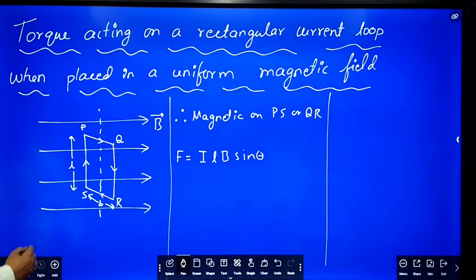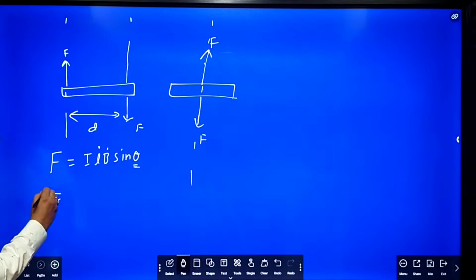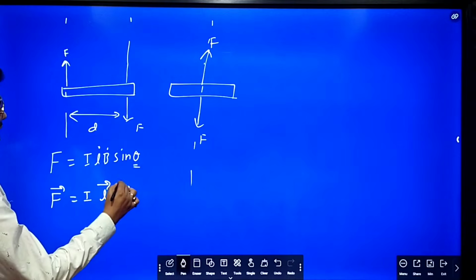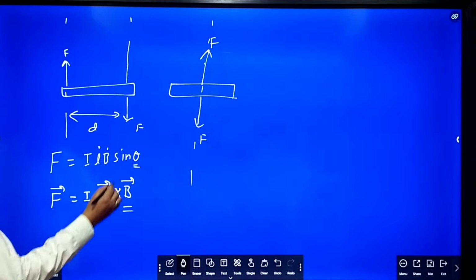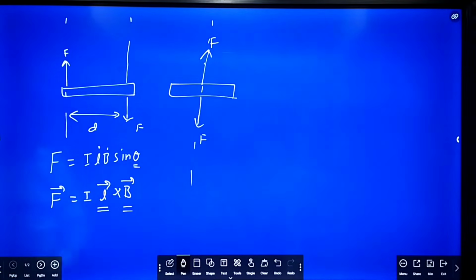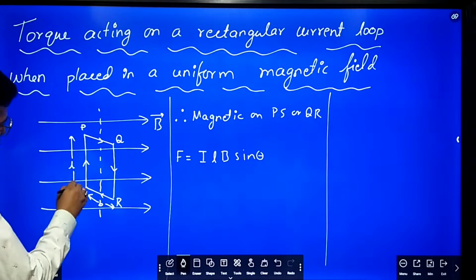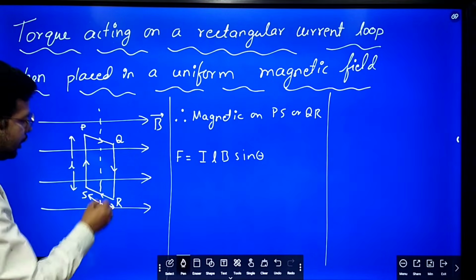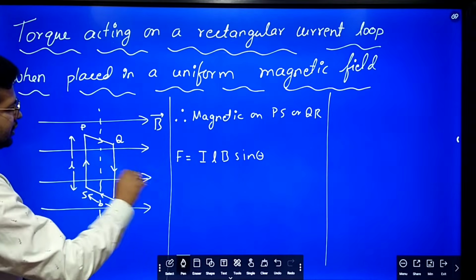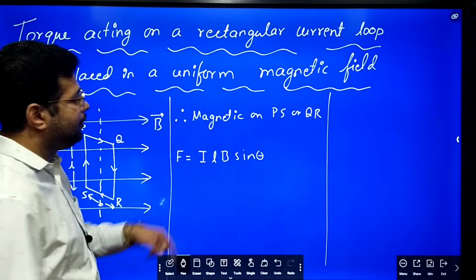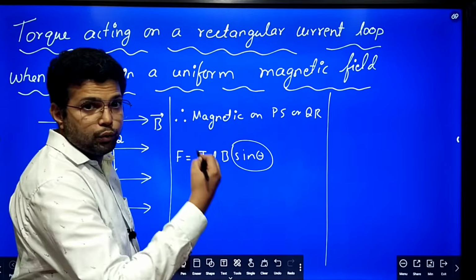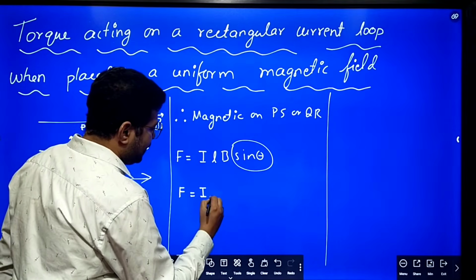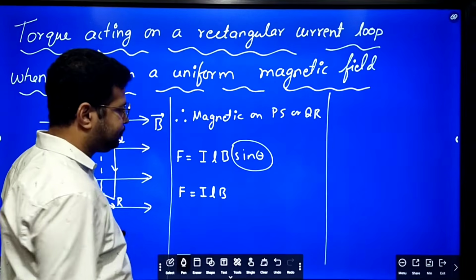So what is magnetic force in vector form? Magnetic force is equal to I into L cross B, where L is the length of the conductor. So theta is the angle between L and B. Here L is in this direction, magnetic field is in this direction. Angle between them is 90 degrees. Here also L is in this direction, magnetic field is in this direction. Angle is 90 degrees. Sin 90 is 1. Therefore F is equal to ILB.